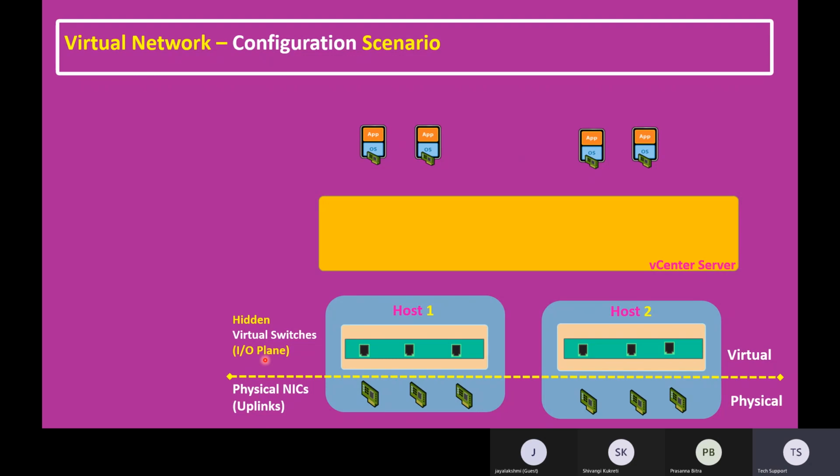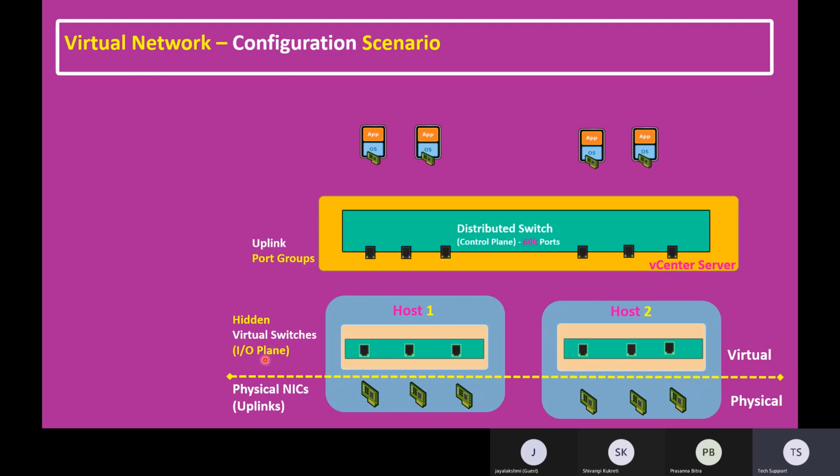Now, if we create a distributed switch at the vCenter level, as we discussed, within the distributed vSwitch this is the main control plane. The configuration limit for the distributed vSwitch is that it will support up to 60,000 ports.